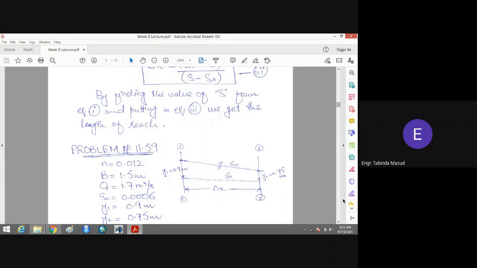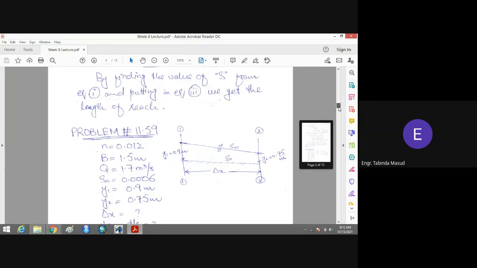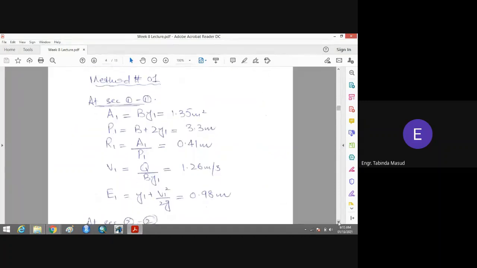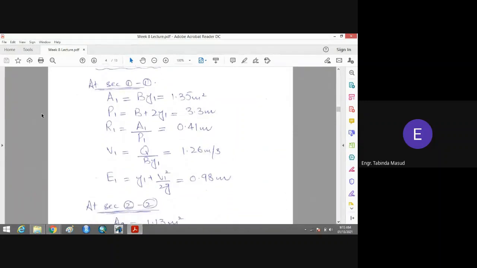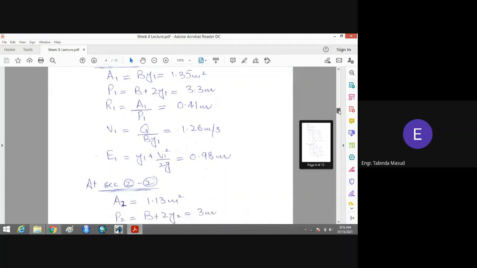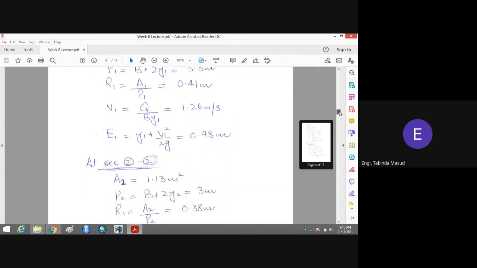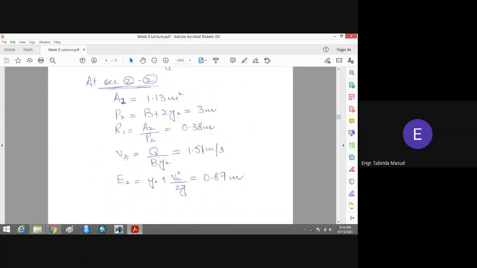There are two methods to solve this numerical problem. We will discuss both the methods. This is method number 1. First of all, you will find all the parameters at section 1,1. Here you can see I have found the values of cross-sectional area at section 1,1, wetted perimeter, hydraulic radius, velocity, and specific energy. Similarly, you will find all these parameters at section 2,2, that is cross-sectional area, wetted perimeter, hydraulic radius, velocity, and specific energy. You will find all the values at section 2,2.